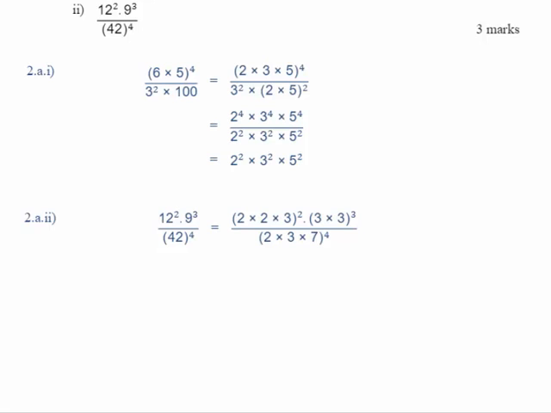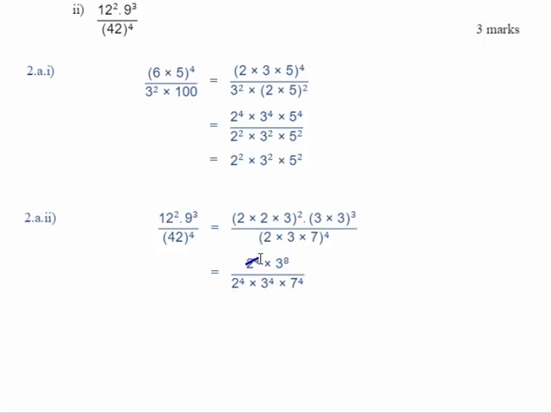So let's expand the brackets. We've got 2 times 2, which is 2 to the 2, and there's a squared outside, so that's 2 to the 4. We've got 3 squared there. 3 cubed times 3 cubed is 3 to the 6, times 3 squared is 3 to the 8. And then on the bottom we've got 2 to the 4, 3 to the 4, and 7 to the 4.